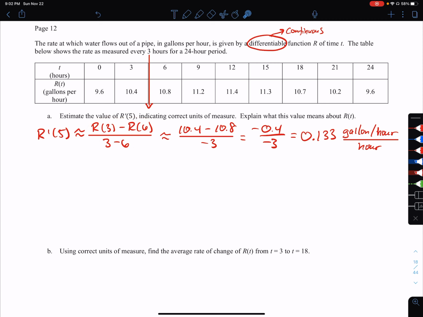Explain what this means about the value of r of t. I don't really understand that question. I wonder if I mistyped this. Like if it said, what does r prime of 5 mean? Well, I would understand what that means.